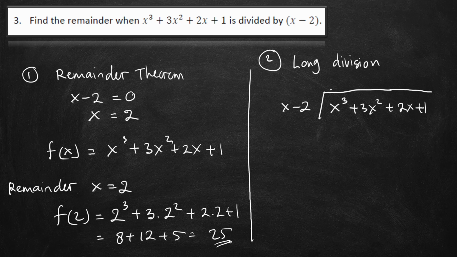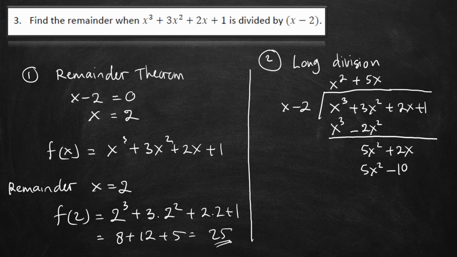So this x, we need to multiply by x power of 2. So x times x power of 2 is x power of 3, minus 2 times x power of 2 is 2x power of 2. And then we can repeat it until we have the remainder. So this one will become 5x squared plus 2x. Same thing, 5x squared needs to be eliminated first. So here I will plus 5x. So 5x times x is 5x squared, minus 10x, right? 5x times minus 2.